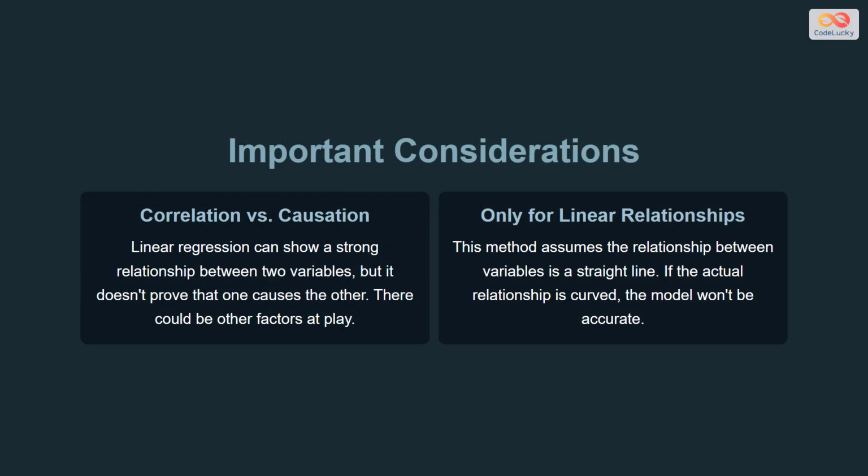There are a couple of important things to keep in mind. First, just because two variables have a strong relationship, it doesn't mean one causes the other. This is the classic correlation does not equal causation. Second, linear regression works best when the relationship between the variables is actually linear. If the data follows a curve, this model won't give you accurate predictions.